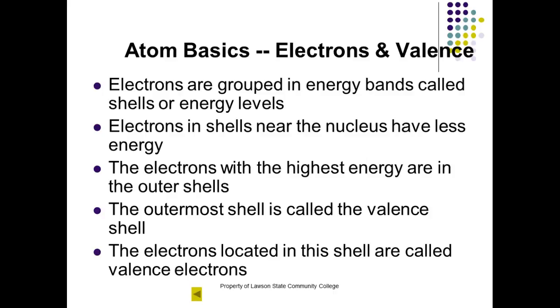Electrons are grouped in energy bands called shells or energy levels. Electrons in shells near the nucleus have less energy. The electrons with the highest energy are in the outside shell or outer shell. The outer shell is the only one that has a name. The outer shell is what we call the valence shell. The electrons in this shell are called valence electrons. Are we okay so far? Yes or no?